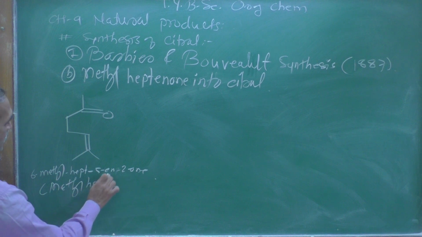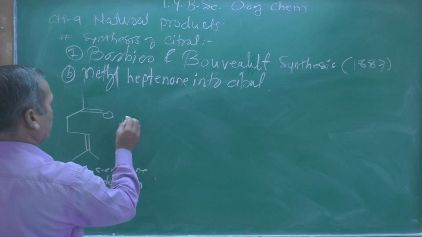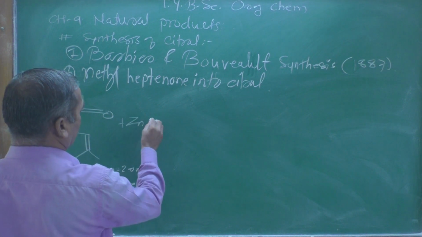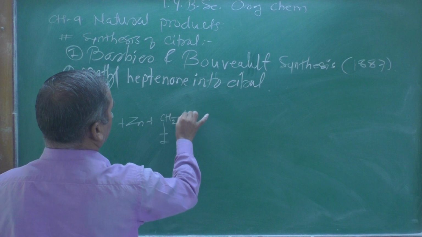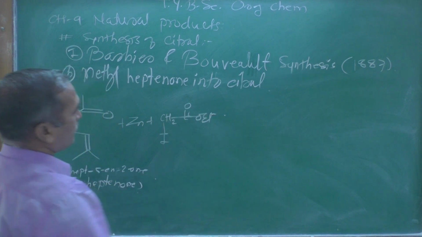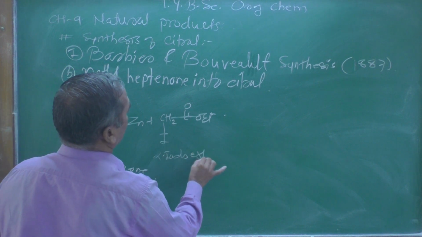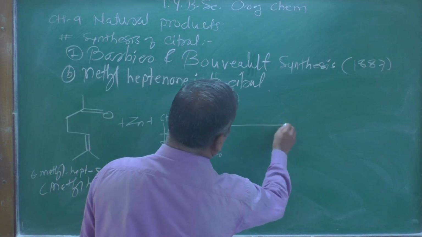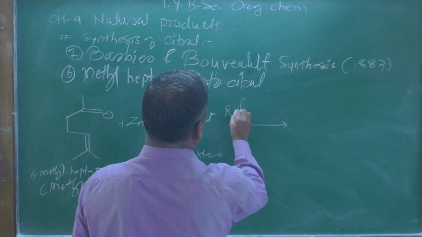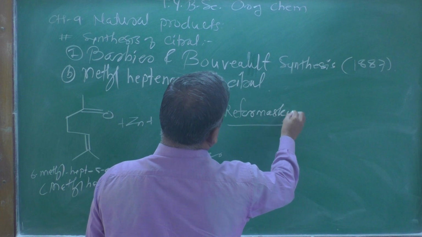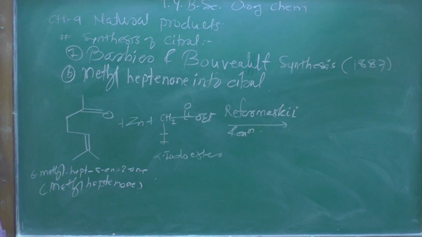Methyl heptanone is the starting compound, and when this starting compound is treated with zinc dust in the presence of CH2I, C double bond O OEt, that is an alpha iodoester. It is one of the famous reactions, which you can mention on the arrow. That is the Reformatsky reaction. This is a very famous reaction for the alpha hydroxy ester.